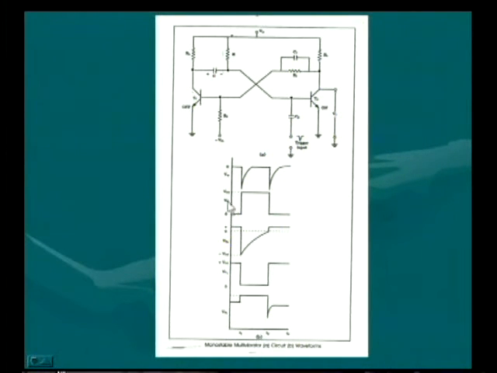This is at the collector of transistor T2. This waveform at the base of transistor T2, this is the output of transistor T1 at its collector, and this one is the voltage at the base of transistor T1. So here a negative going pulse is applied to the base of transistor T2.